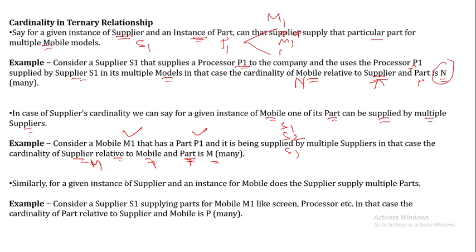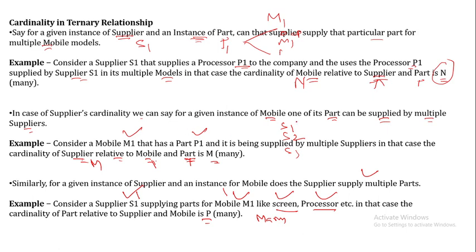Similarly, for a given instance of supplier and an instance of mobile, the supplier supplies multiple parts. Second example, consider supplier S1 supplying parts for mobile M1 like screen guard, processor, etc. In this case supplier is one, mobile is one, but there are different parts like screen guards, processors, cameras and everything. So here the parts are many. So we have discussed three different scenarios where two different entity sets are being kept constant relative to the other.